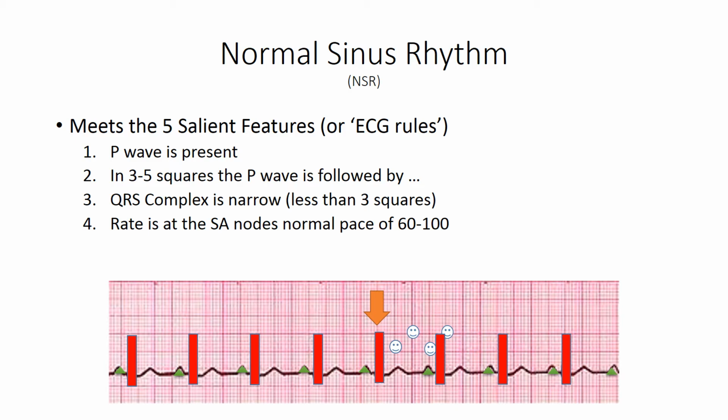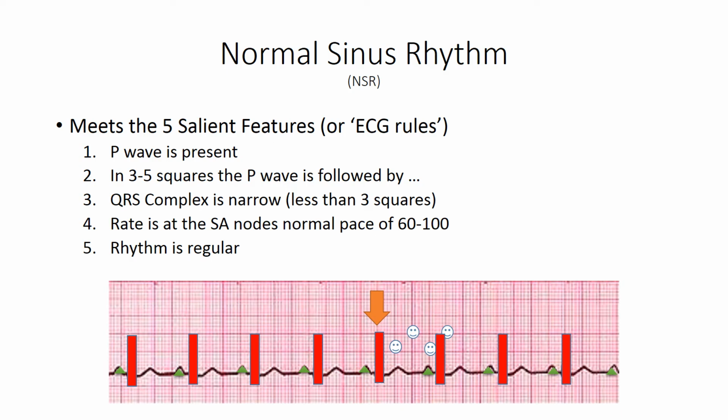The last element is: is the rhythm regular? And we can identify this as a regular rhythm. We have a set pattern, P wave, QRS, which is narrow, and then we have another little bump on the isoelectric line, and that is the T wave.